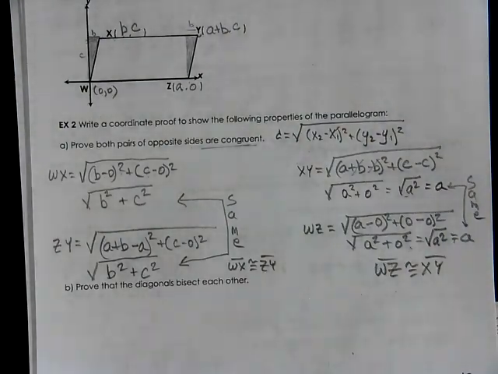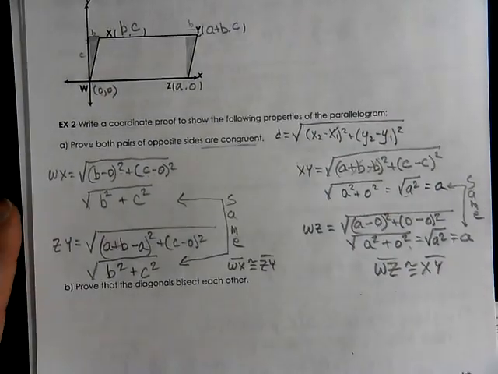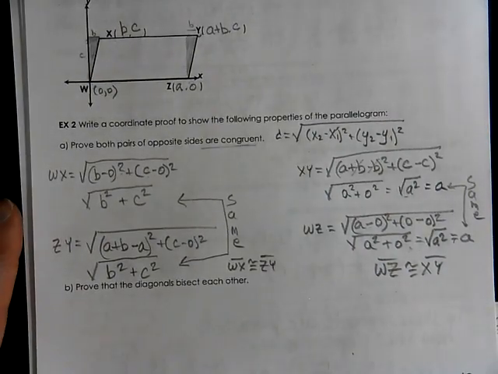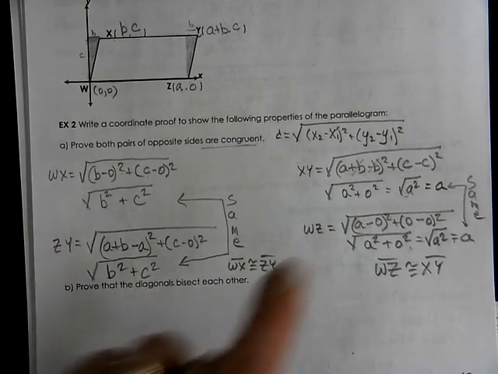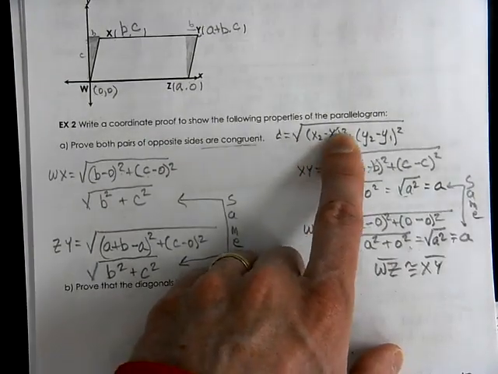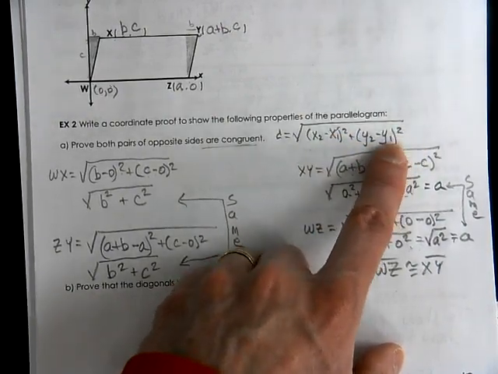So we showed both sets of opposite sides are congruent. That's how you do it. Just a distance formula. Working with letters. Taking your time. x2 minus x1 squared plus y2 minus y1 squared.